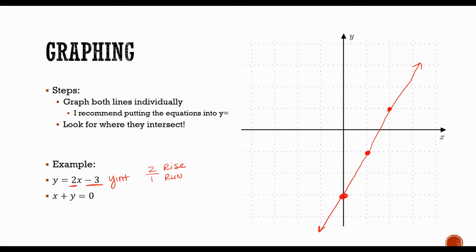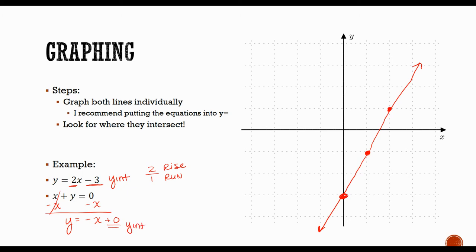Now let's graph our second line. x plus y equals 0 is not in slope-intercept form, so we're going to get there first. To get y by itself, we'll subtract x from both sides. And then we're there: y equals negative x is our slope-intercept form. If you want to put that plus 0 in the back, it might help you see it a little better, but that's your y-intercept in the back.